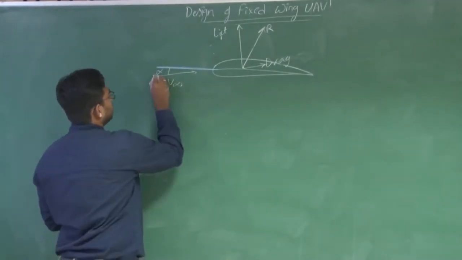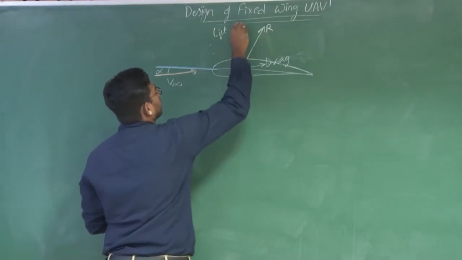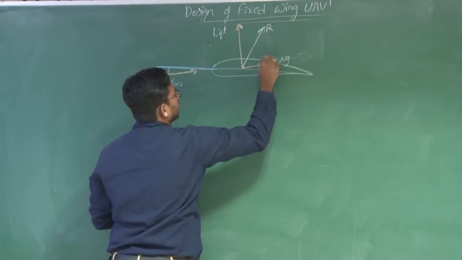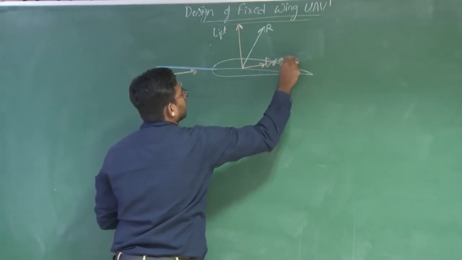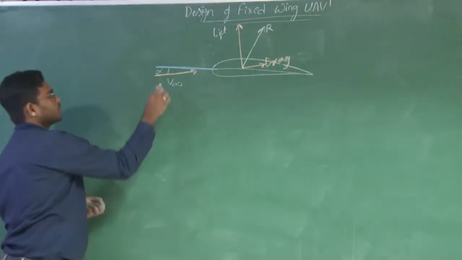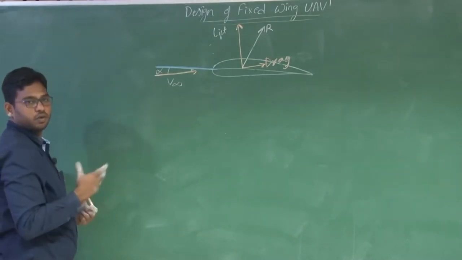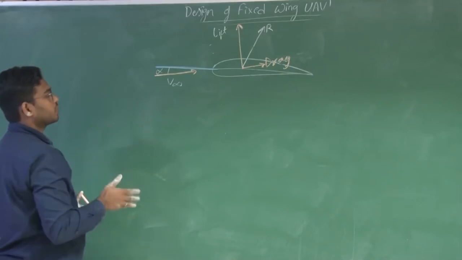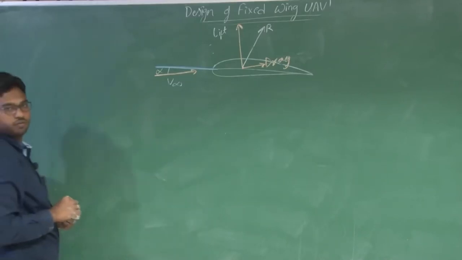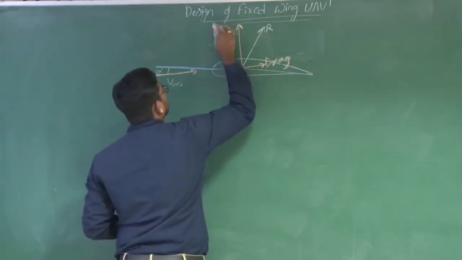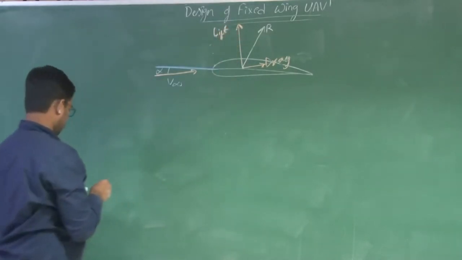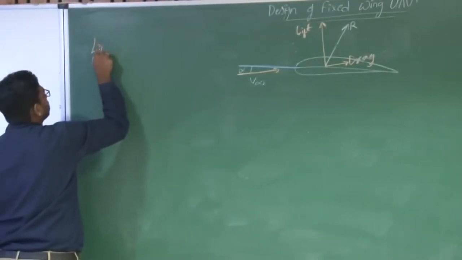So we have defined lift and drag. They belong to the wind axis. At a later stage we will also see this as the wind axis. When you talk in terms of lift and drag, we are talking about forces in the wind axis system. Now let's define lift.